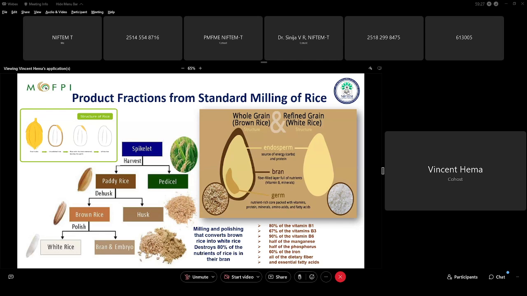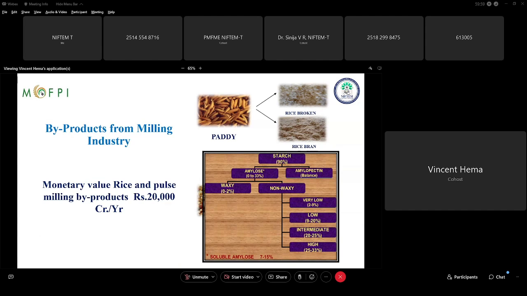As well, each of the fractions, especially the bran fractions, has abundant nutrients present in the bran, which are getting lost during milling. Those fractions we can further use for value addition, because they have more than 80% of vitamin B1, 67% B3, and 90% B6, and half of the minerals, especially magnesium, phosphorus, and iron, present as constituents in the bran. So these milling fractions can also be used further for value addition.